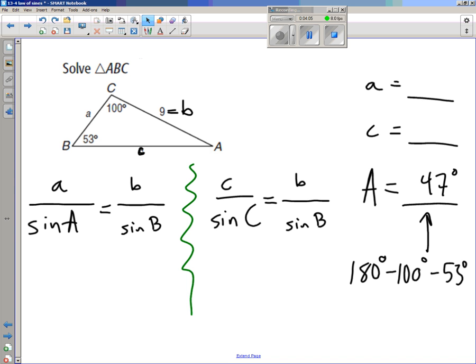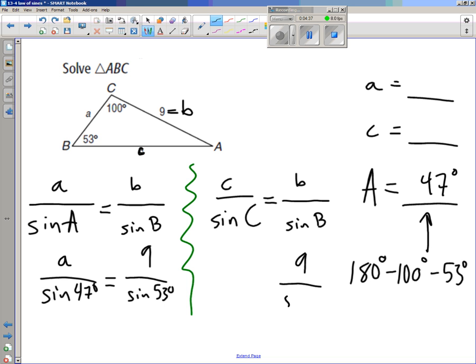We have a over the sine of 47 degrees equals b over the sine of 53 degrees. Oops, b is 9. What am I doing? B is 9. The whole point is that you should be able to set up something where there is only one unknown. So 9 over sine of 53, and then here it's c over the sine of 100.